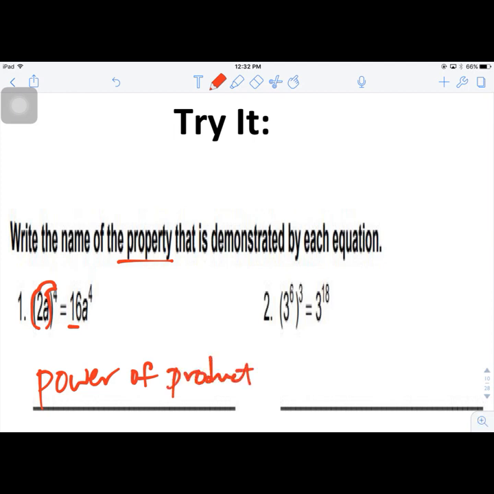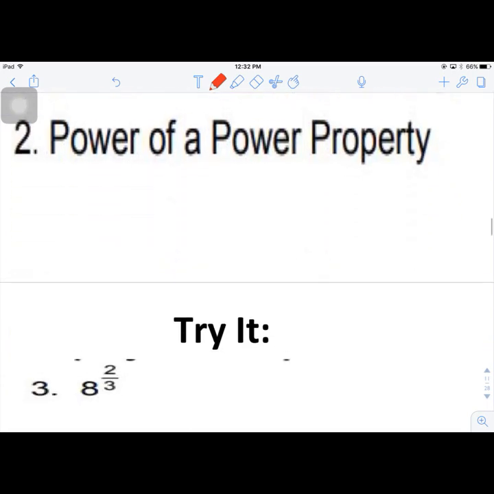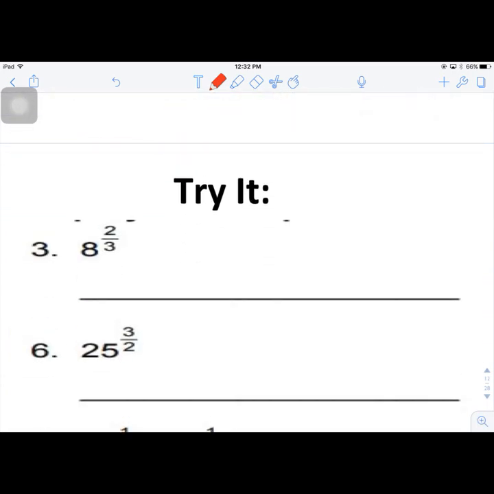And the next one, we have actually the two powers get multiplied. So this is actually the power of a power property that we use. So those are the two answers here. Next, we're going to take a look at more computation problems.